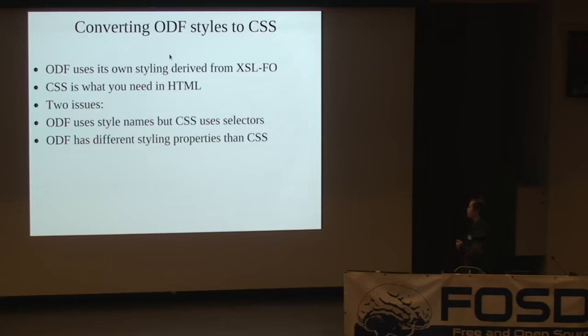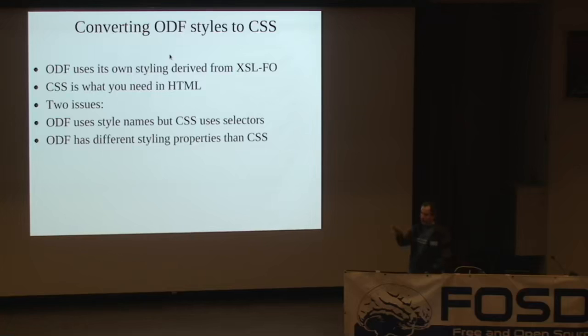So what do we do? We want to use the styling information, but the styling used by ODF is not the same as HTML. HTML uses CSS, CSS3 by now, and that's quite different from the styles in ODF, which are based on XSL-FO. So we need to convert it. But two issues. ODF uses style names. So whenever you have a style, you just say, okay, this element has this style, this element has that style. Whereas in CSS you have selectors.